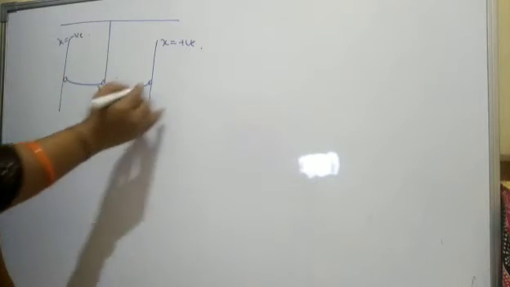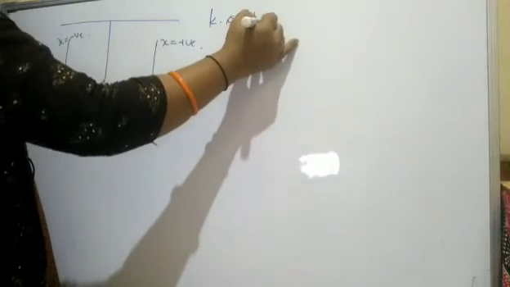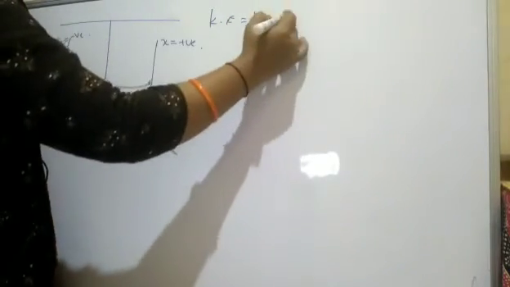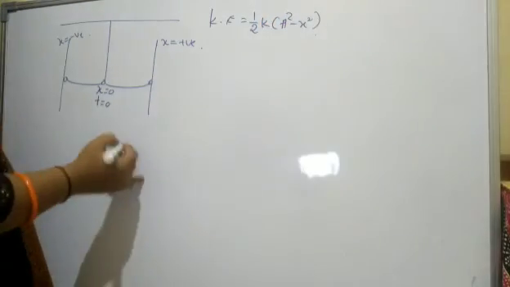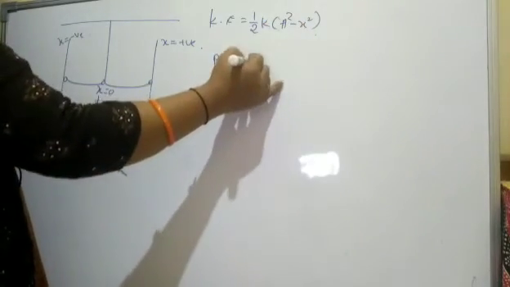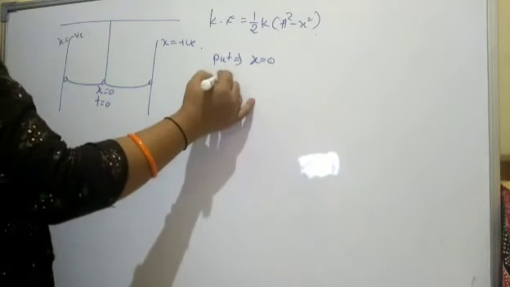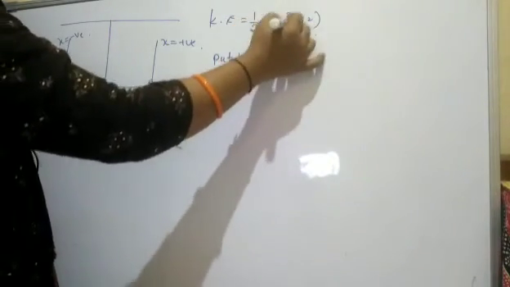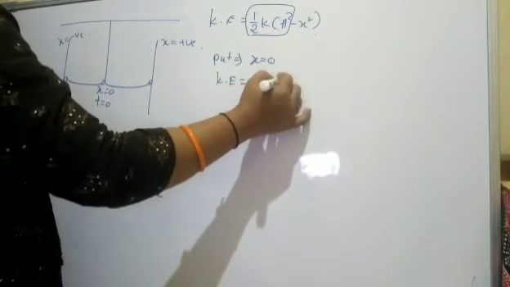Now we have a kinetic energy of 1/2 k (a² − x²). This you should remember. Now put x = 0 here. Zero means the mean position. What will we get? The x² term becomes 0, so we remain with only this part: 1/2 k a², correct?